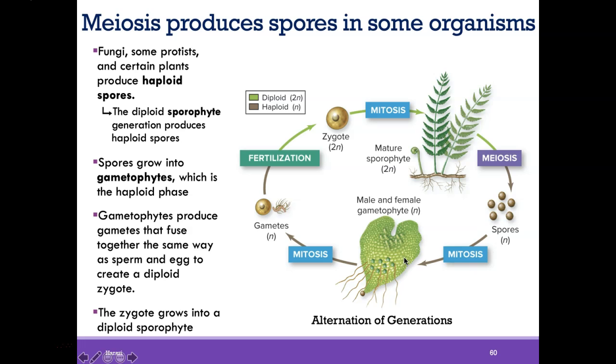The spores will grow up into a gametophyte, which is also haploid. And the gametophyte makes gametes. Right? Those gametes then come together to form a zygote, and that will become the sporophyte again. This is called alternation of generations. Right? So plant life cycles include this alternation of generations between multicellular haploid and diploid individuals.